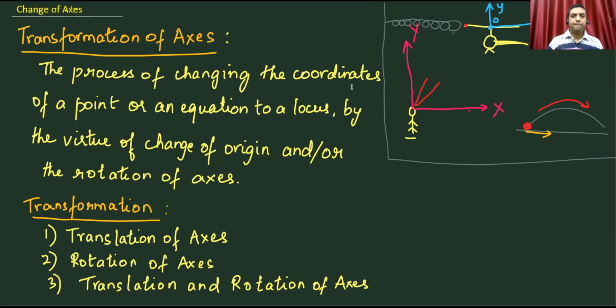Yesterday we discussed the first type of transformation, that is the translation of axis. The definition of transformation of axis is that it is the process of changing the coordinates of a point or an equation to a locus by virtue of change of origin or the rotation of axis. The first type is translation of axis, in which the x-axis and y-axis orientation, the angle, will remain the same.